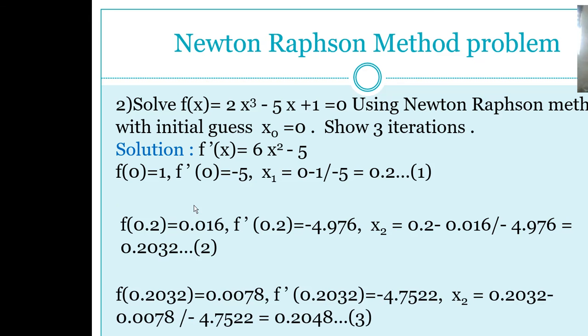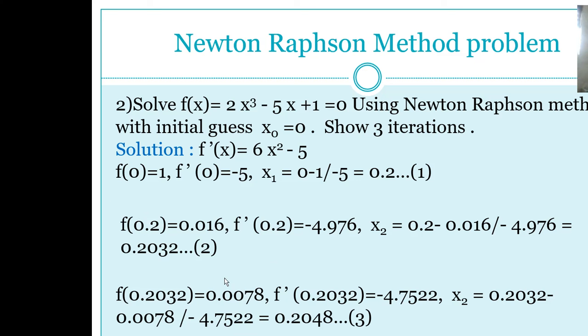And continuing this further, at 0.2032 you can look at the function value. Earlier it was 0.016, now it is 0.0078. So it is surely moving towards 0. And so at the end of the third iteration we get this value as 0.2048, ensuring the convergence of the process.